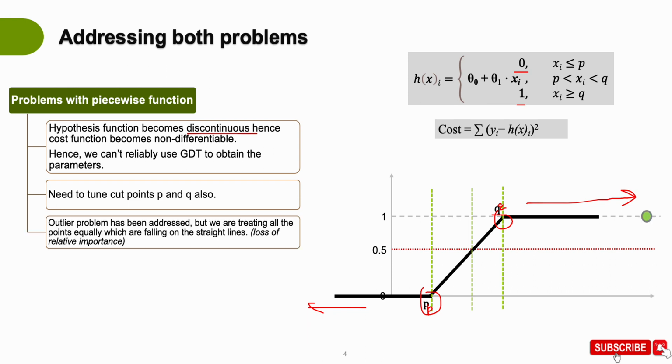And the other problem is, although we have addressed the outlier issue, we are essentially treating all the points which are falling on this range, on these straight lines, with equal importance. That means we have lost the relative importance of the points which are falling on this range. Ideally, we don't want our model to lose the sense of the outliers completely. All we want is that it just shouldn't get impacted very significantly by the outliers. So this piecewise hypothesis function will not do the job very well.